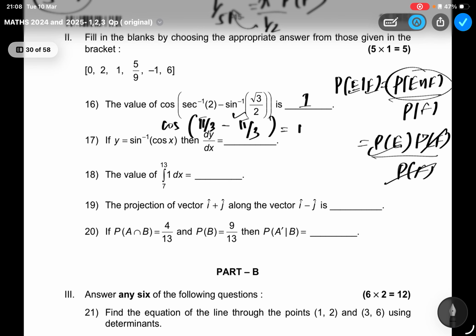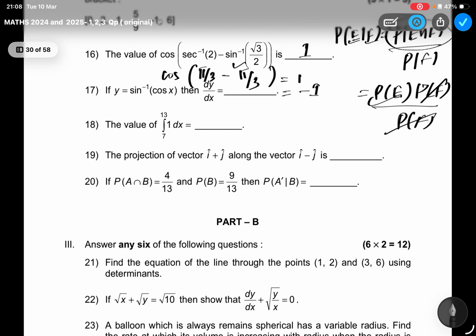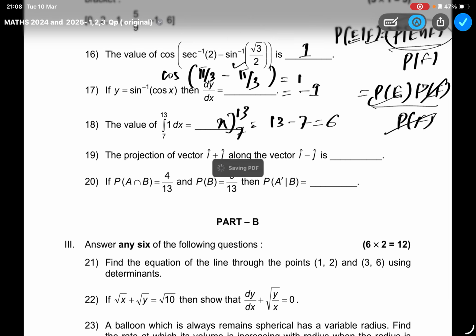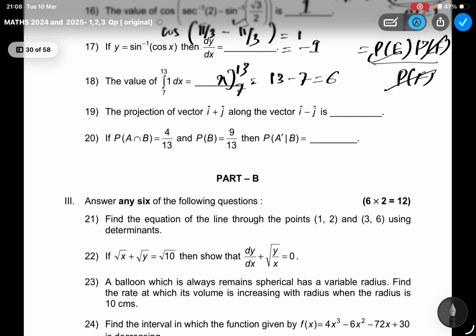What is the answer for this one? Minus 1. Integral, the value of this one, x 13 minus 7, 6.